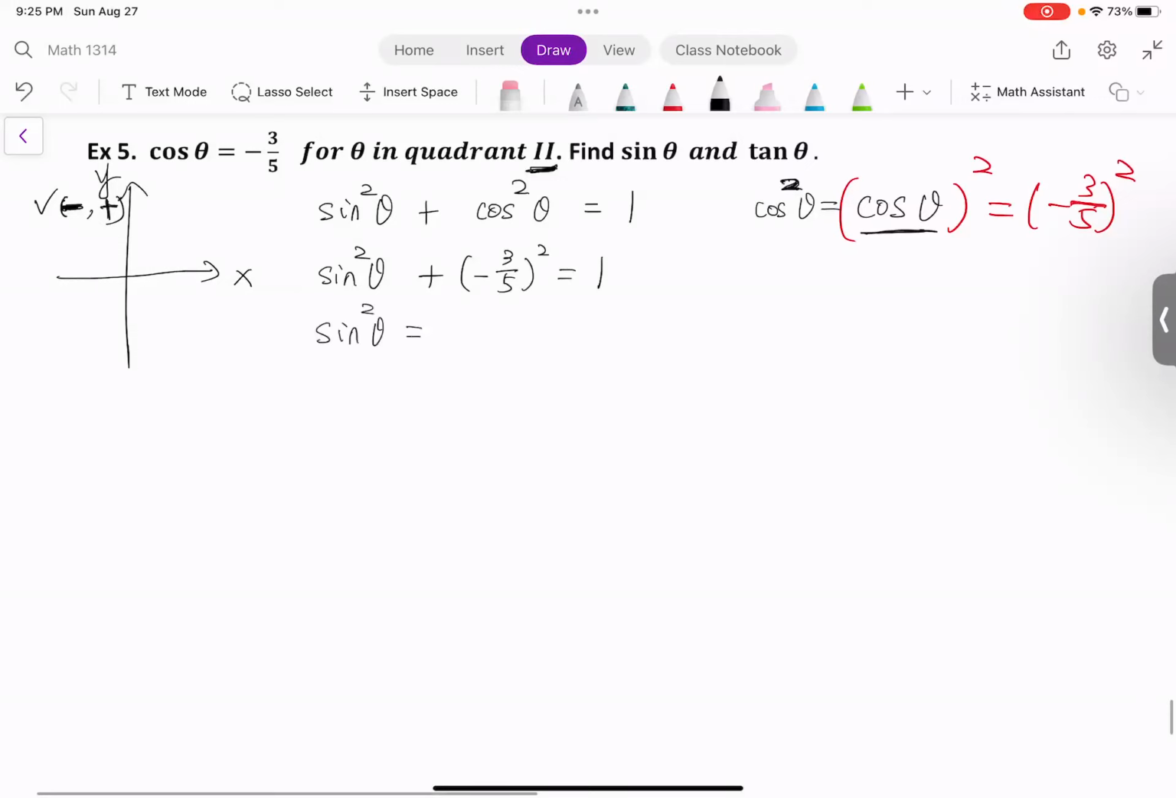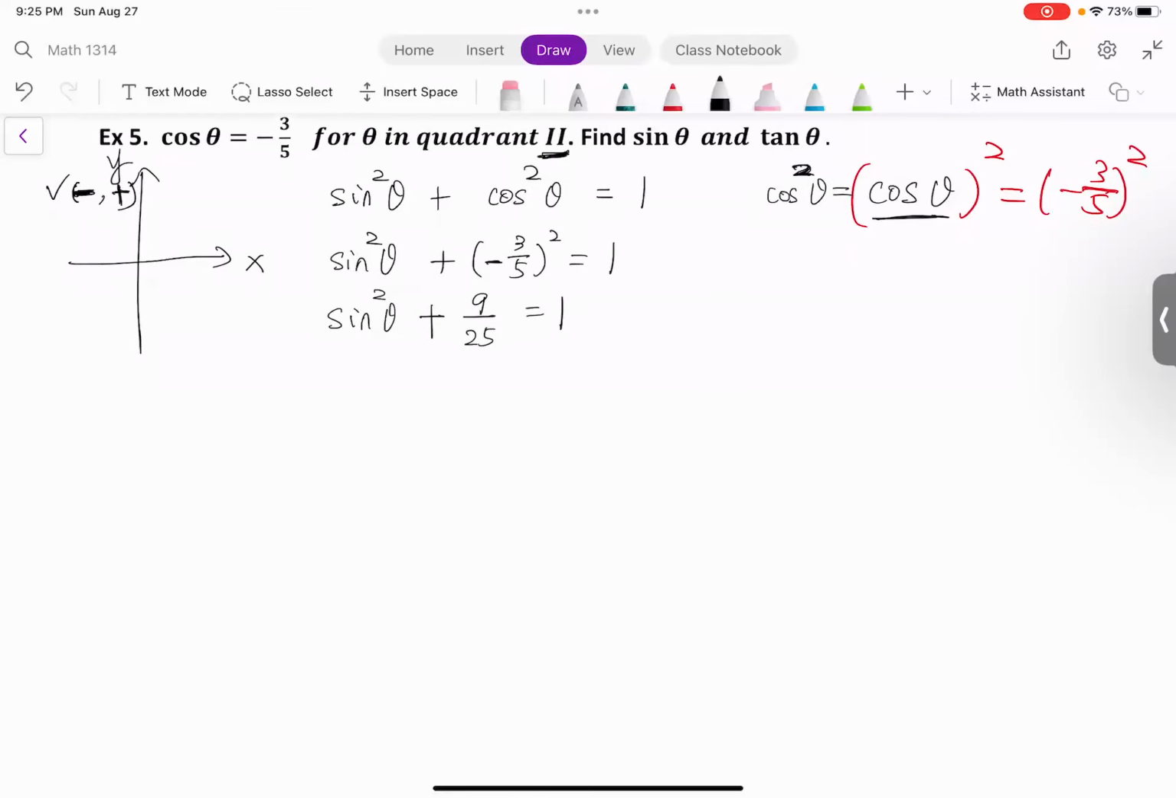Sine theta squared plus, negative squared is positive, 9/25 equals 1. And subtract 9/25 from both sides. So sine theta squared equals 1 minus 9/25. That is 16/25. Any question? You know how to do the subtraction?